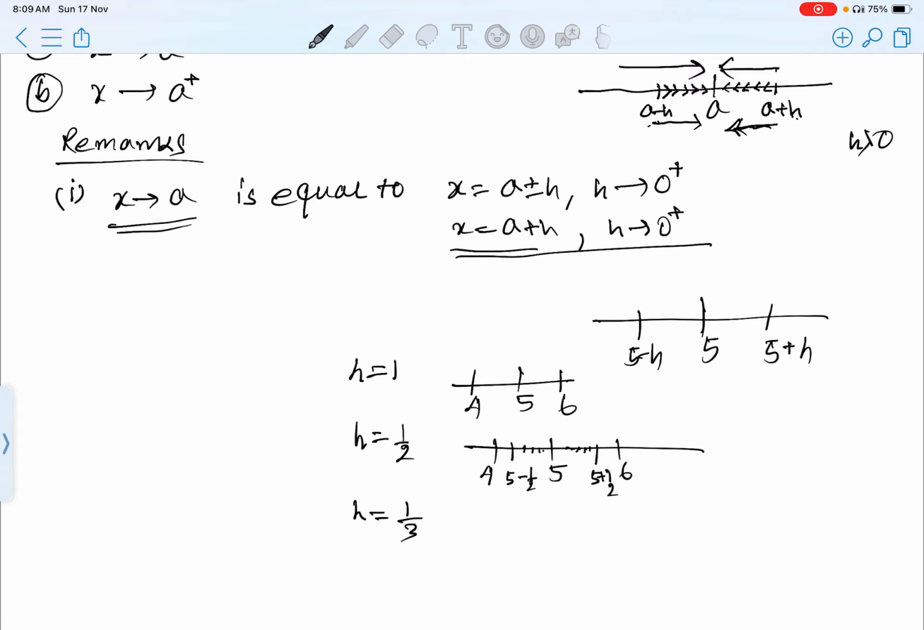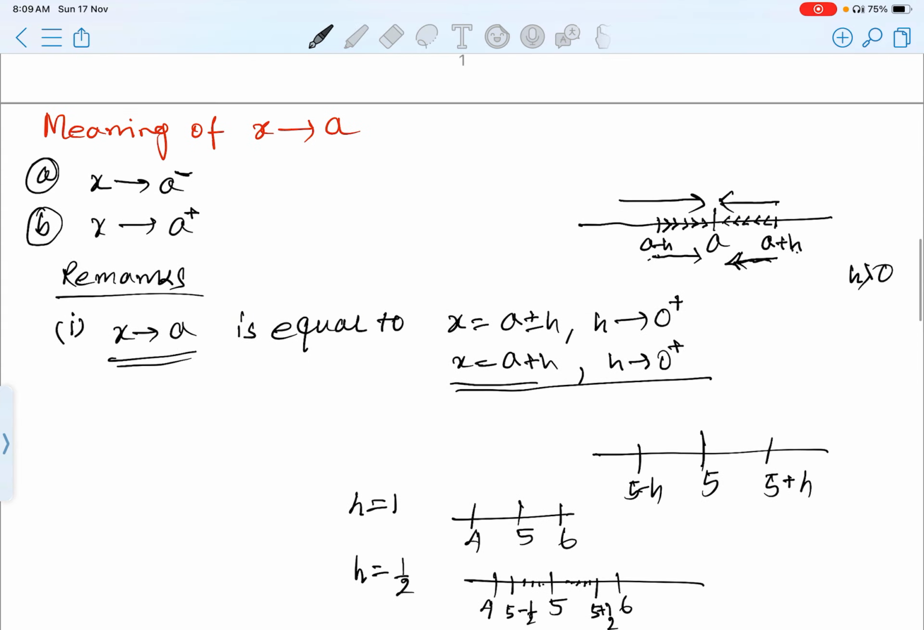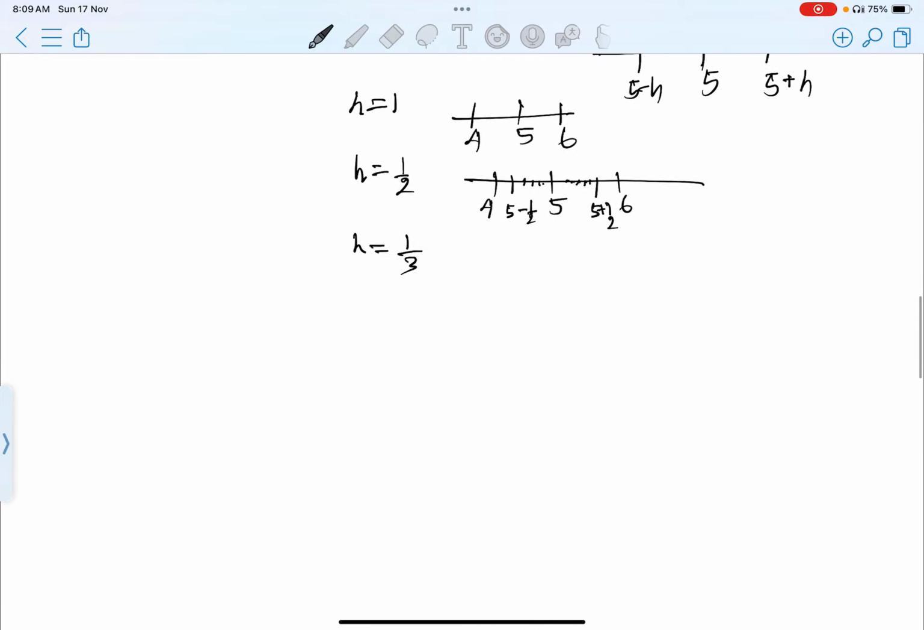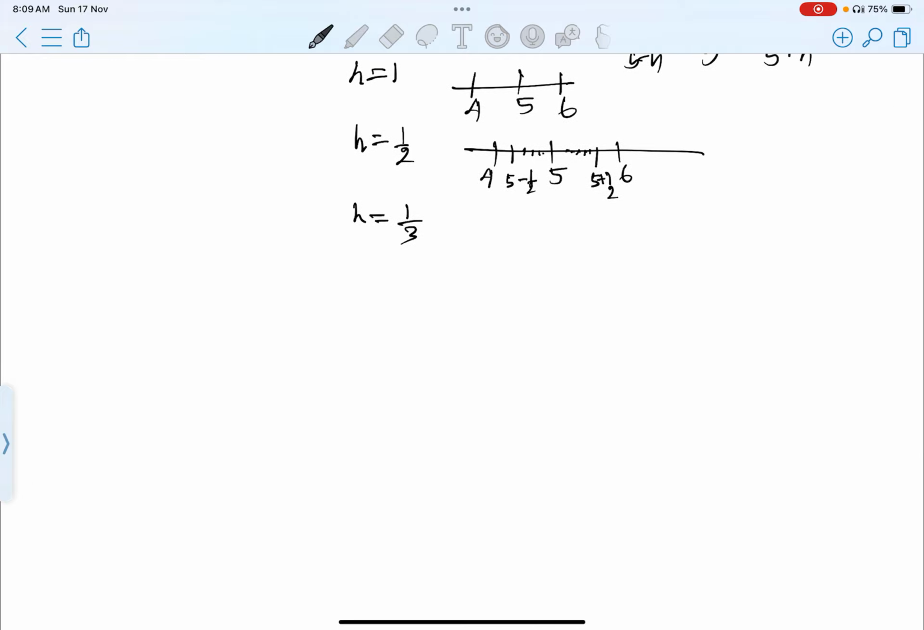Okay, now using this meaning of tending to a and the related neighborhoods, I can define the limit of a function.